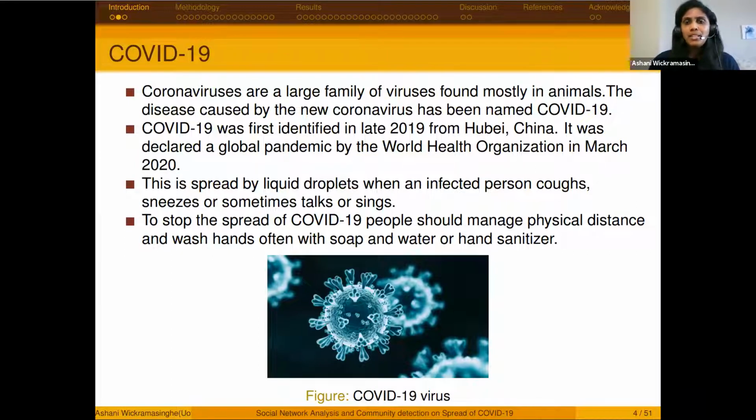So nowadays we are facing another pandemic, which is called COVID-19. COVID-19 is a newly identified virus of the coronavirus family. It was identified in late 2019 in Hubei, China, and in March 2020, it was declared a global pandemic. It spreads by liquid droplets when an infected person coughs, sneezes, or talks. So to stop the spread of the virus, we should maintain social distance and wash our hands.